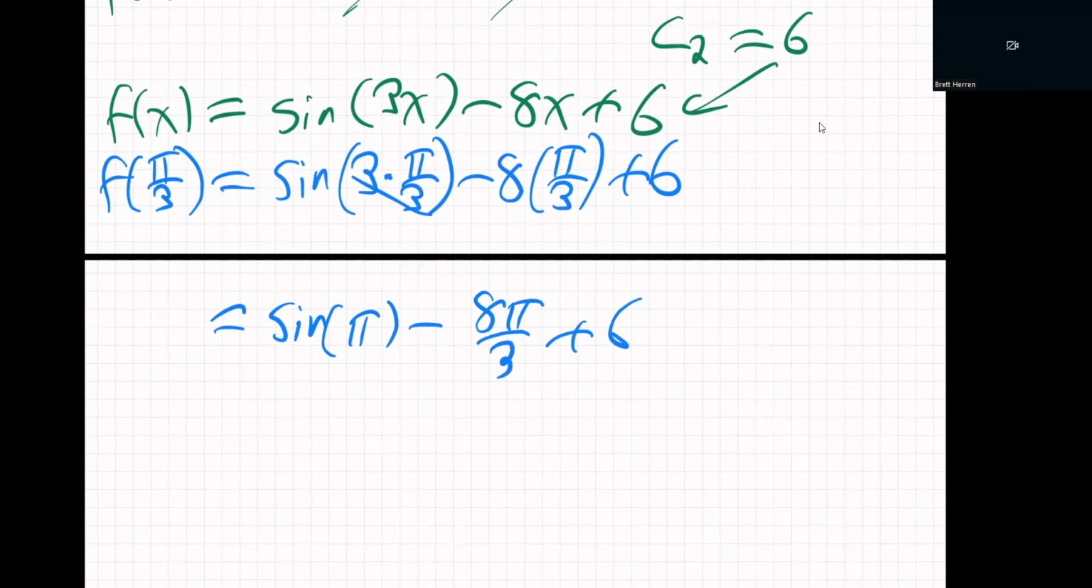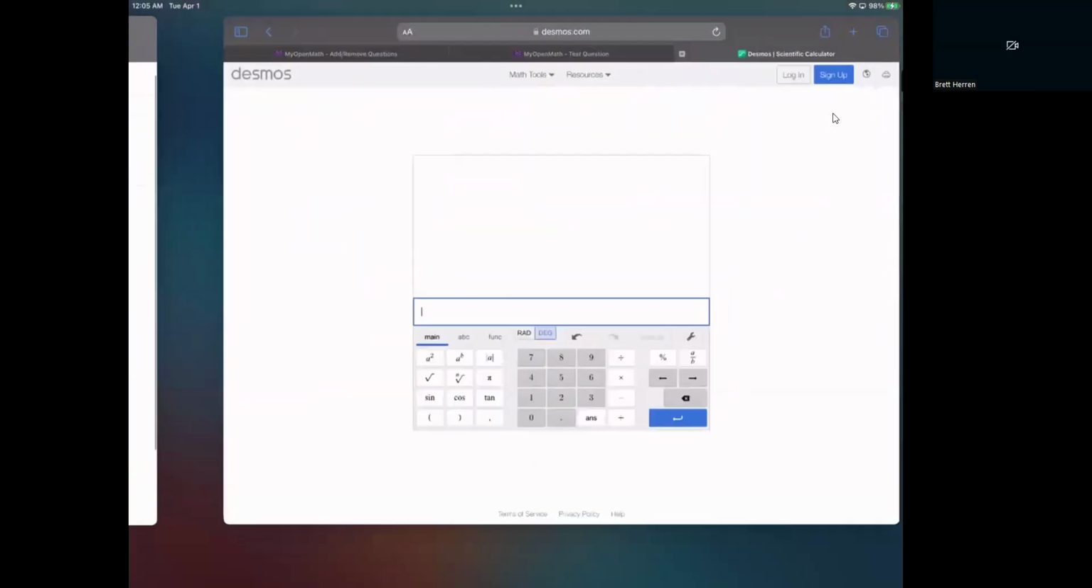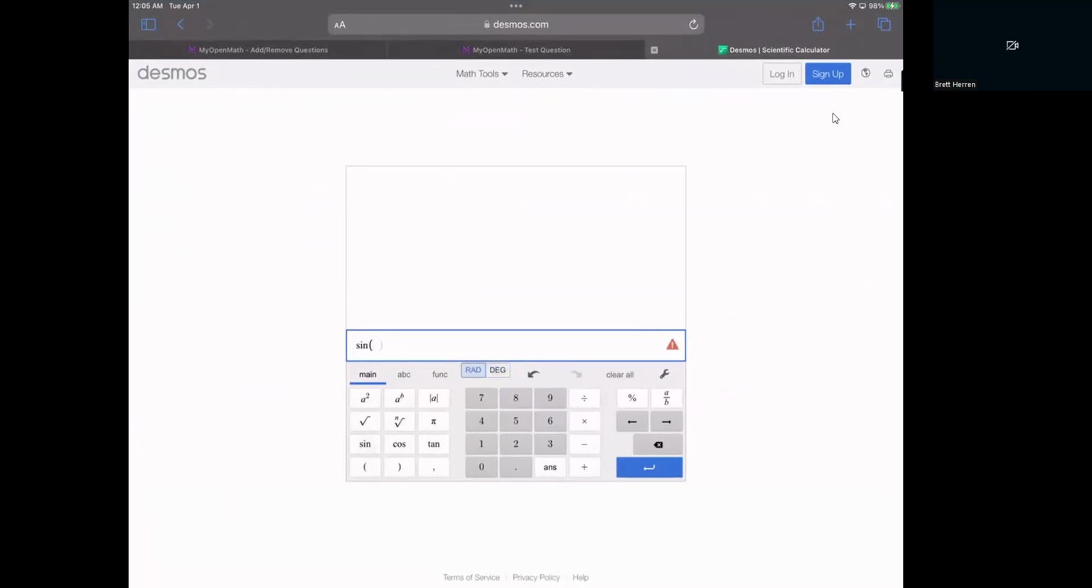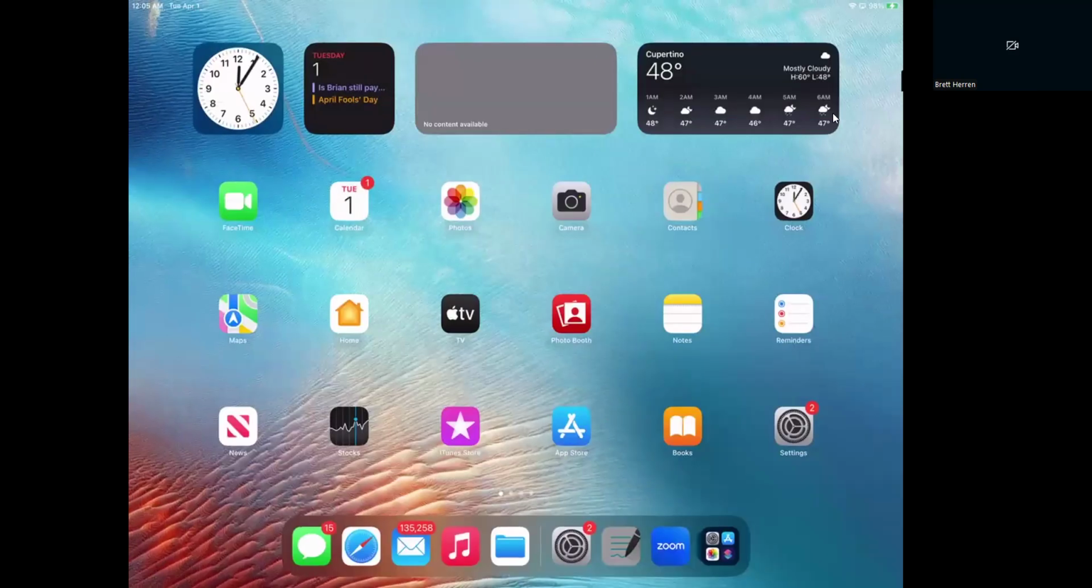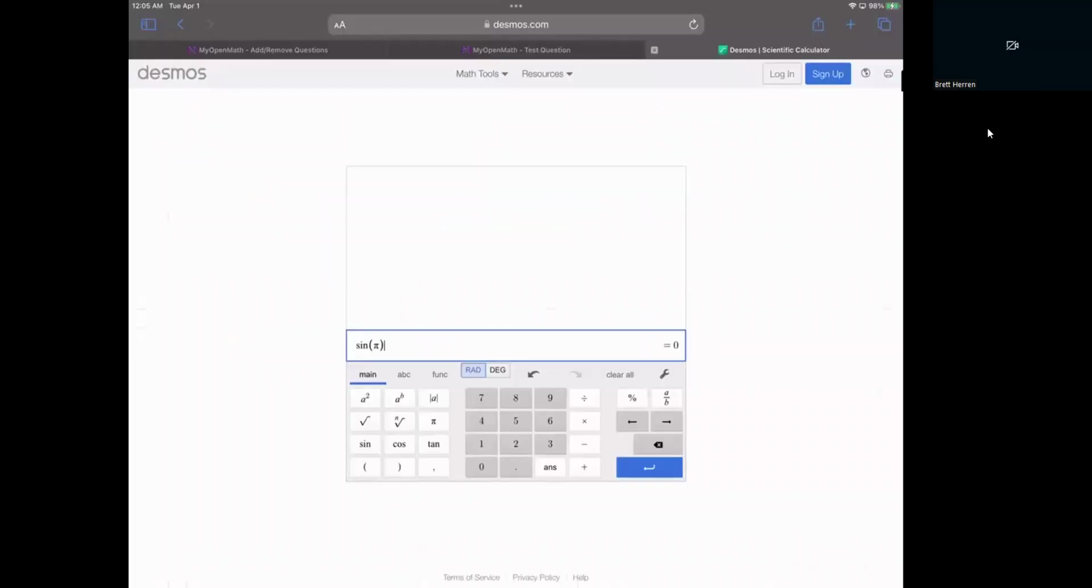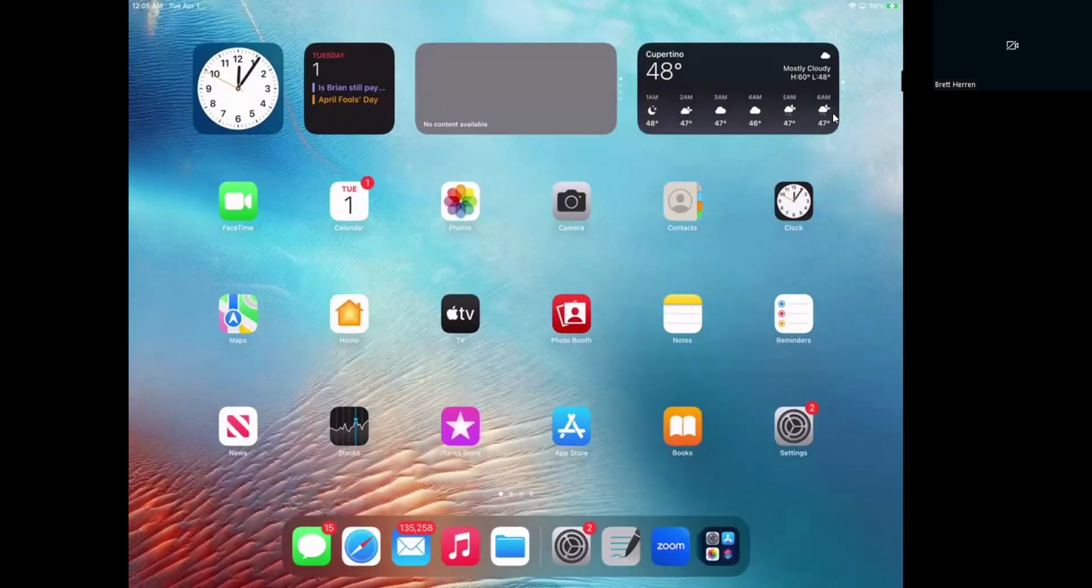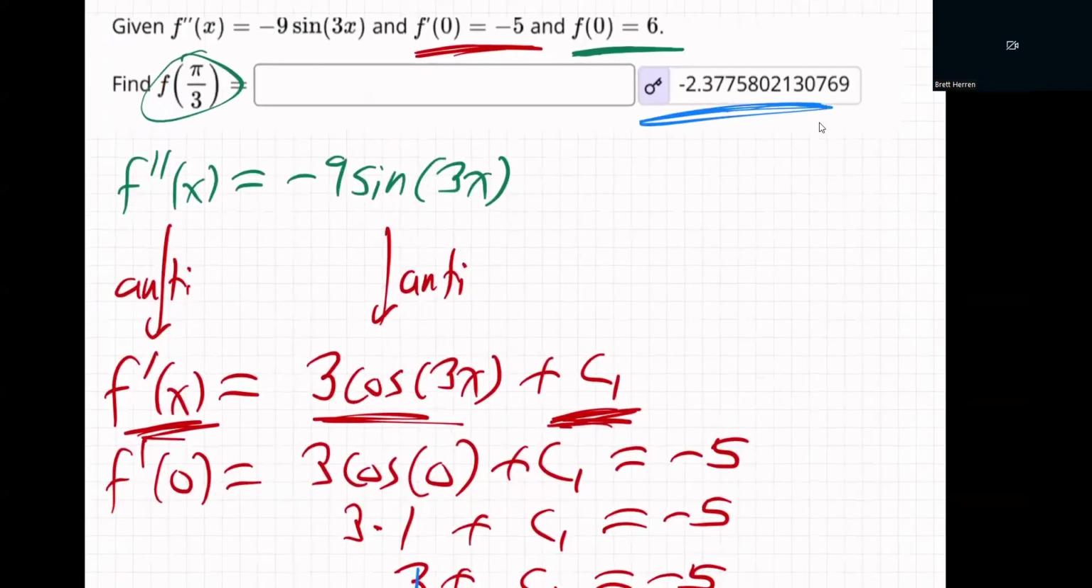You can just type that into Desmos. I'll do that. Go to Desmos. Make sure you're in radian mode because that's a radian angle, pi. It's not degrees. So sine of pi minus 8 pi over 3 plus 6. Whoops, it's minus 8 pi over 3 plus 6. Again, see the mode? Degree, radian, make sure you're in radian mode. Minus 2.3775. There it is. We found it.